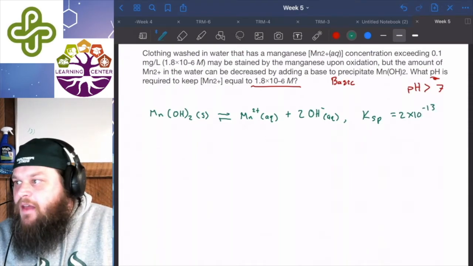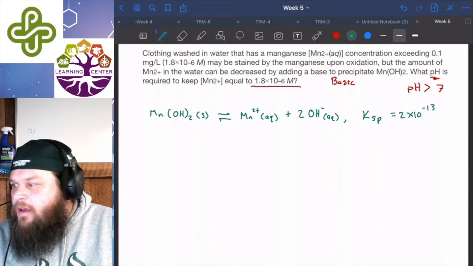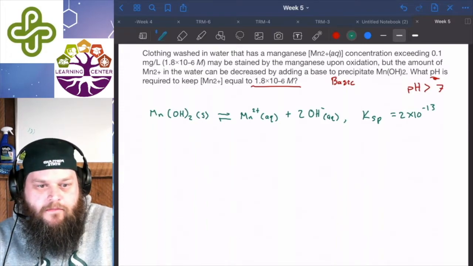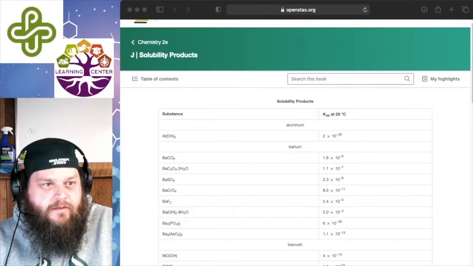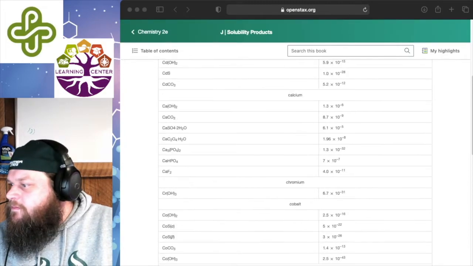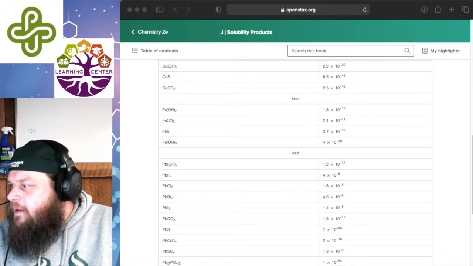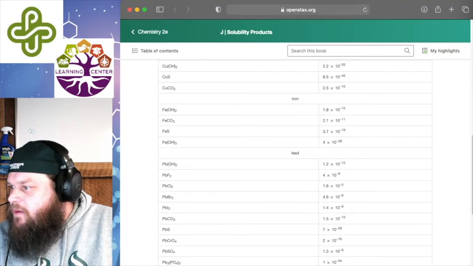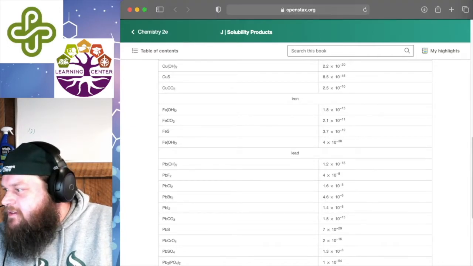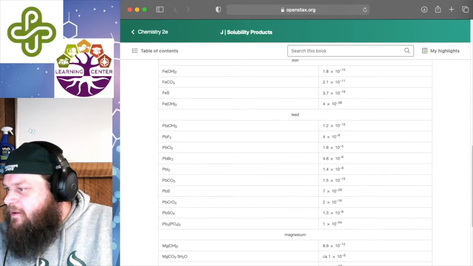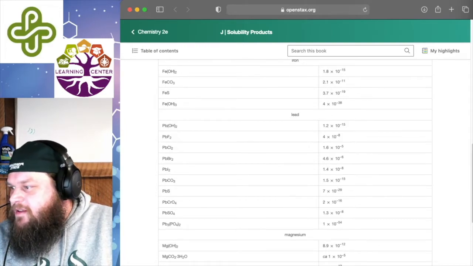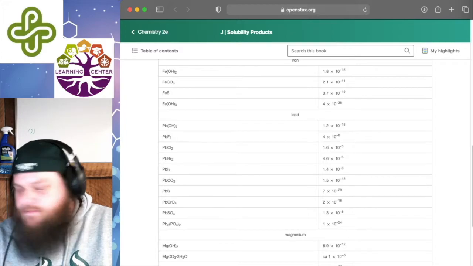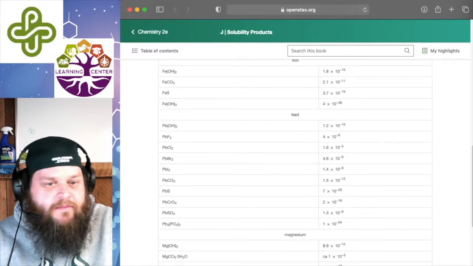We can find that in our book, I bet. Switching back to my browser. Manganese hydroxide. Well, that's way different than what I had in there. Oh, that's magnesium. That's why. Manganese is down here. That's better. 2 times 10 to the negative 13. And that's what I wrote down there.